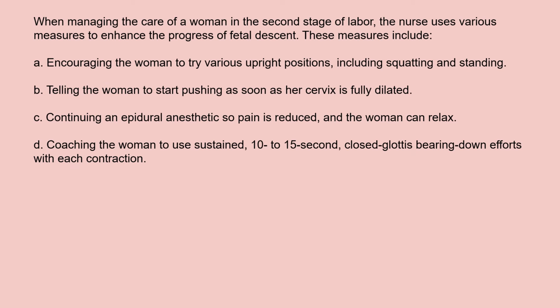When managing the care of a woman in the second stage of labor, the nurse uses various measures to enhance the progress of fetal descent. These measures include: a. Encouraging the woman to try various upright positions, including squatting and standing. b. Telling the woman to start pushing as soon as her cervix is fully dilated. c. Continuing an epidural anesthetic so pain is reduced and the woman can relax. d. Coaching the woman to use sustained, 10 to 15 second, closed glottis bearing down efforts with each contraction.